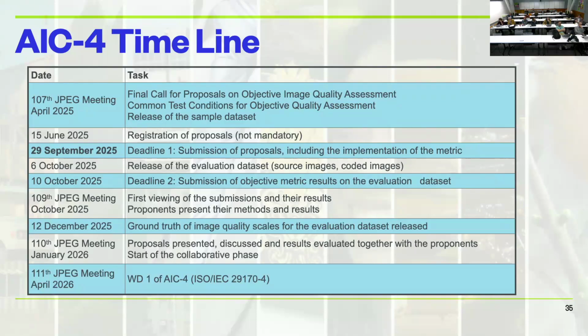So then we'll do the crowdsourcing, but before that, the participants, already a couple of days later, will have to submit the results of their objective metrics on the evaluation data set. Then we have a meeting in October in Nuremberg where we can view the results and the methods. And in December, we will have the ground truth, and then we will invite the proponents to come to the next meeting again, on January 26th in Sydney. And then the collaborative phase starts for the standardization.